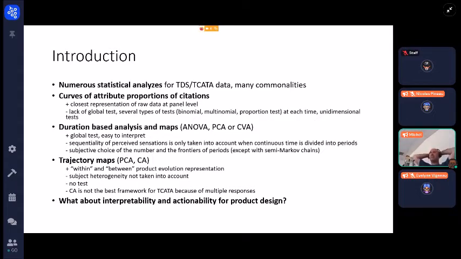I speak about trajectory maps that have the advantage of representing within and between products evolution. But subject heterogeneity is not taken into account. There is no test. And as Benjamin demonstrated, the CA is not the best framework for TCATA because of multiple responses at a given time. And when you have at your disposal all these outputs, the question arises about interpretability and actionability for product design.